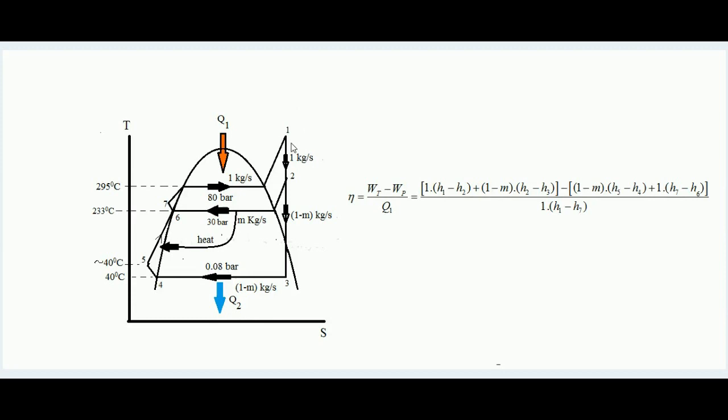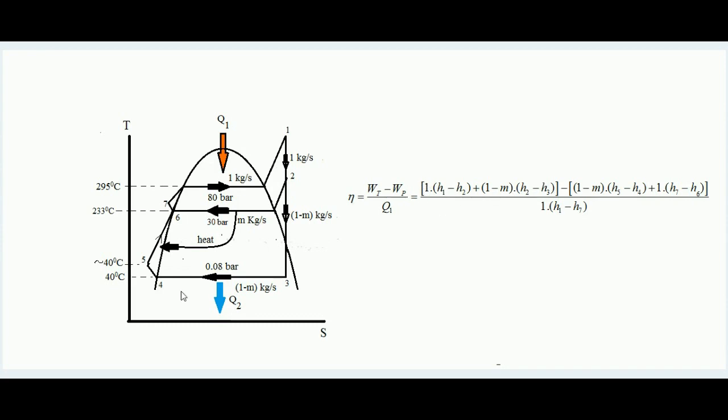Now in case we talk about the efficiency, we know that total turbine work minus total pump work is the net work available in a Rankine cycle, and heat input is Q1. So efficiency is the net work done on the basis of the total heat input. Turbine work between 1 and 2: 1 kg per second of steam is expanding, so the work done would be (H1 minus H2) into 1. Between 2 and 3, (1 minus m) kg per second of steam is expanding, so (H2 minus H3) into (1 minus m). So this is our total turbine work.